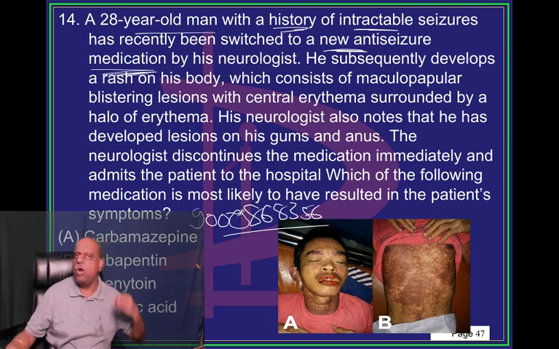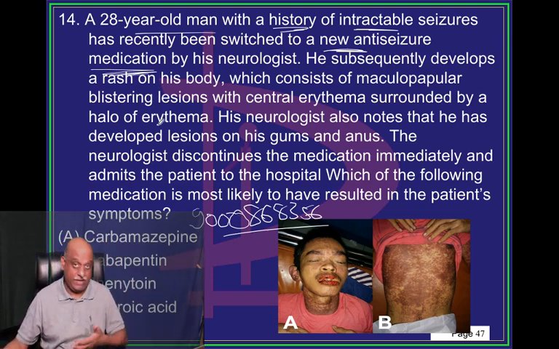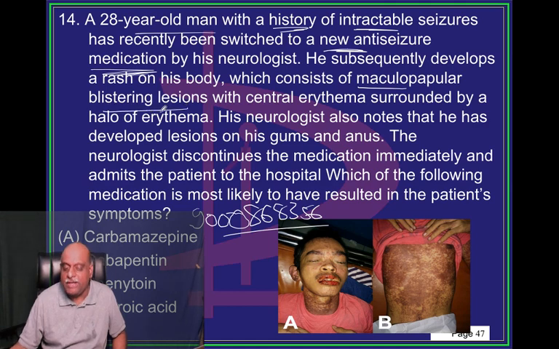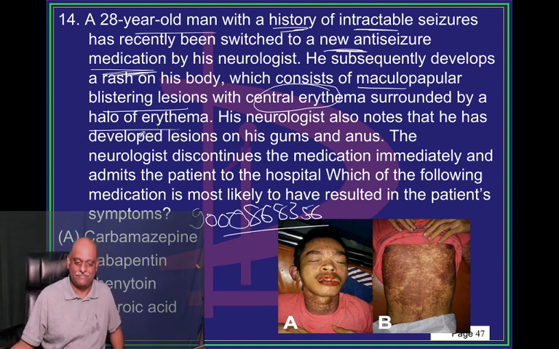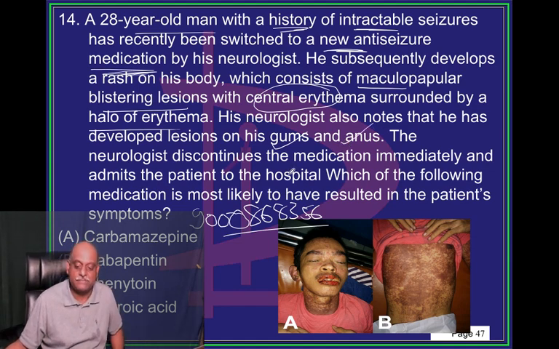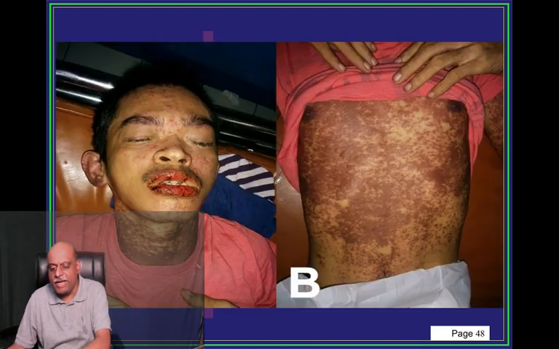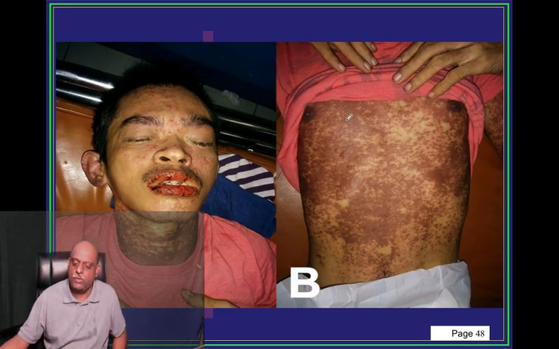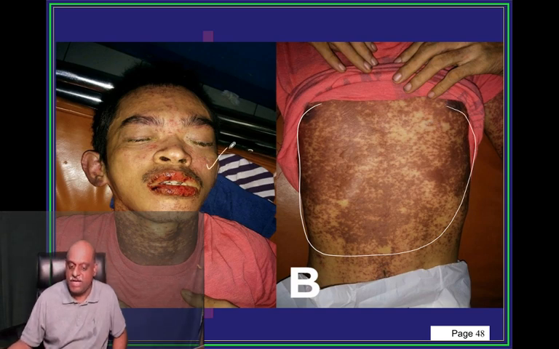A 28-year-old man with intractable seizures has been initiated on a new anti-seizure medication. There is a maculopapular blistering lesion with a central erythema surrounded by a halo. There are also these lesions on the gums and anus. So what is the most likely medication that would have led to this? So what are these lesions, doctor? Stevens-Johnson? This is Stevens-Johnson syndrome.